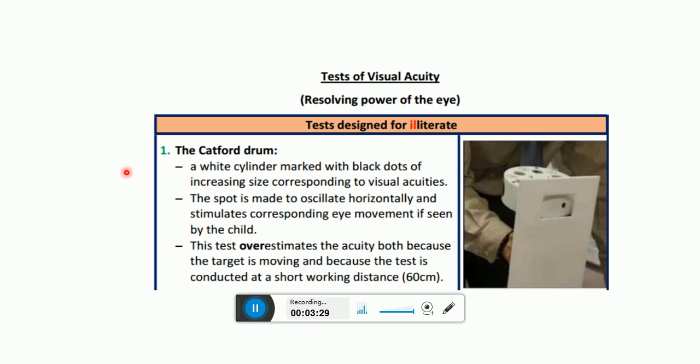At 6 months, accommodation and fusional vergence are well developed, and stereopsis begins to develop. At 9 months, visual differentiation of objects. At 2 years, picture matching. At 3 years, picture and letter matching. At 5 years, stereopsis is well developed. So, visual acuity assessment in various age groups.